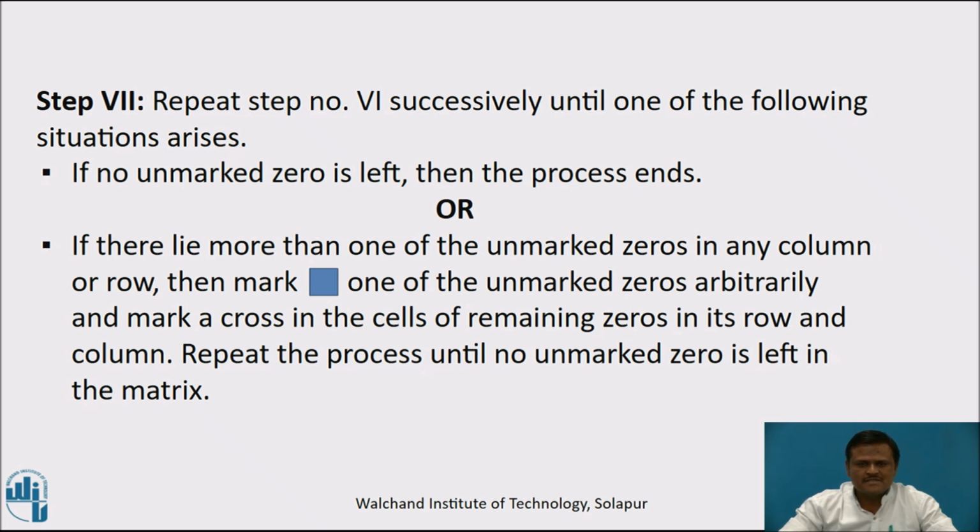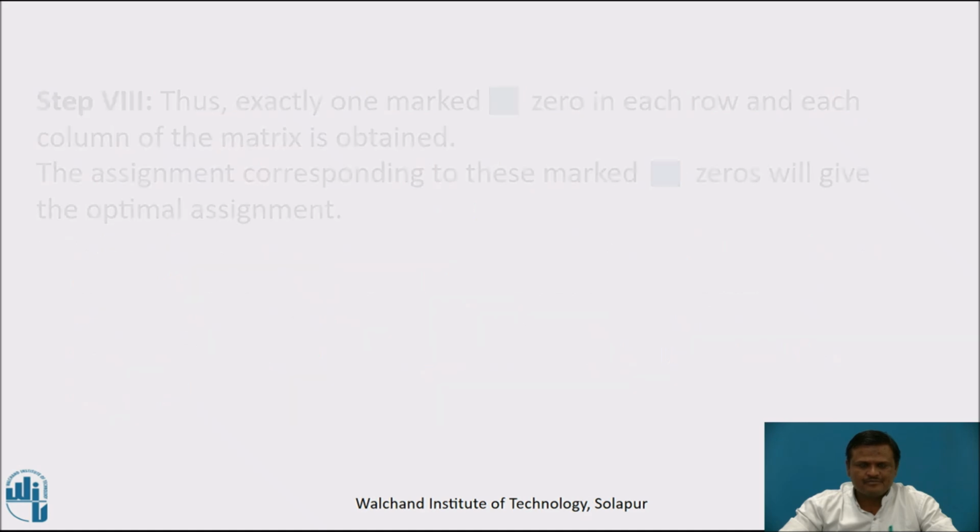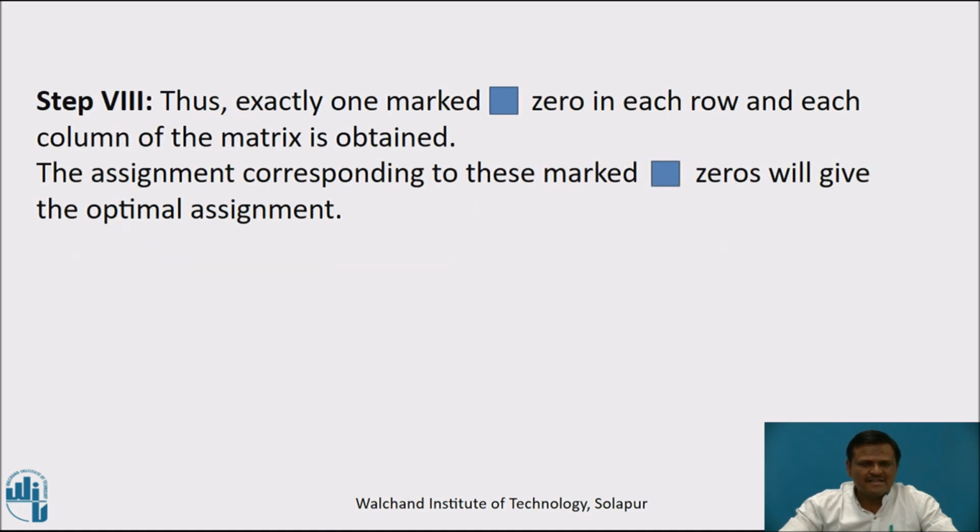After performing all these steps up to step number 7, we are left with only one step, that is step number 8. In this step, we get exactly one marked zero in each row and each column of the matrix which is obtained. The assignment corresponding to these marked zeros will give us the optimal assignment.